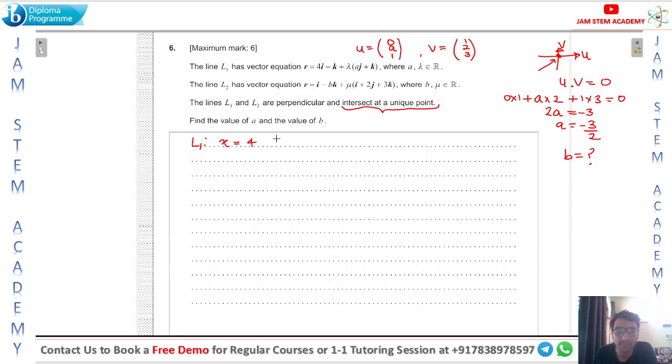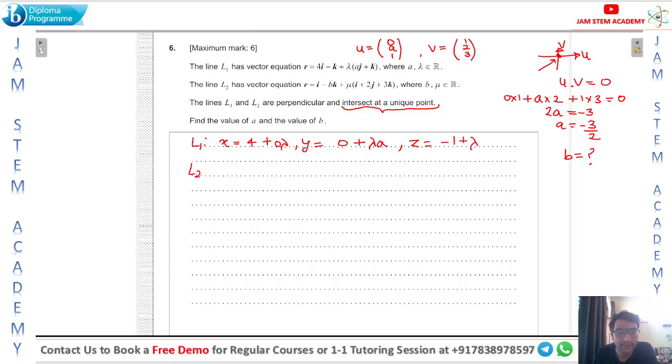I'm comparing the x component only, the i cap component on both sides. So we get 4 plus 0 lambda. Then we have the y value from the first line only, means comparing the j cap coefficient. So that is 0 plus lambda a, that is for j. And for the z component, means the k cap coefficient, we have minus 1 plus lambda.